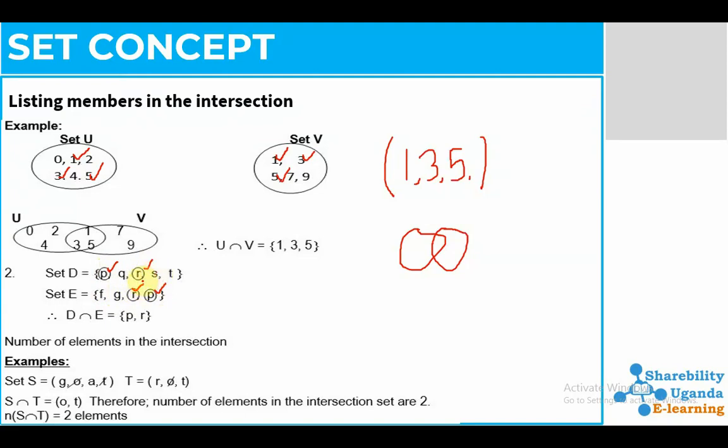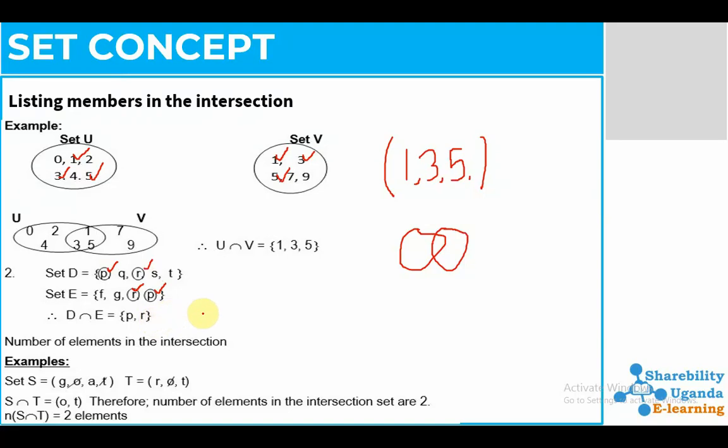Do we have S? S is in D, but is it in E? No. We have a T. Is T also in this? No. So here we shall be able to conclude and say our D intersection E, the members which appear common with E, are P and R.